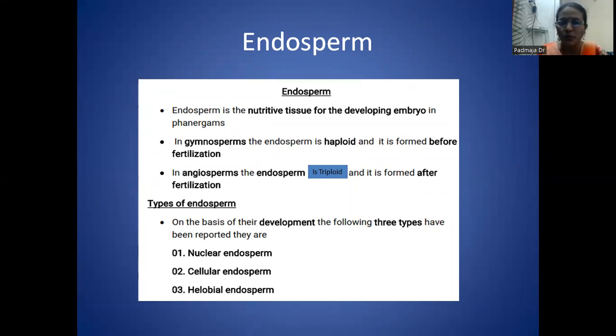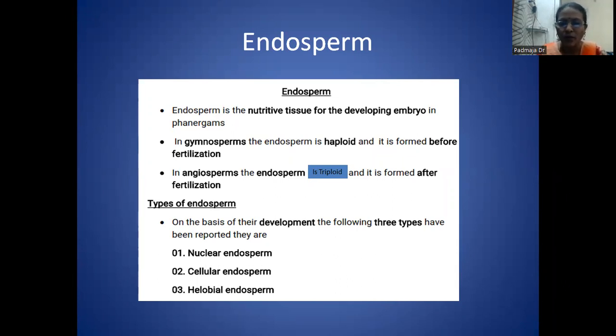In gymnosperms, the endosperm is haploid. That means it is formed before fertilization. Phanerogams are divided into gymnosperms and angiosperms. The gymnosperms are primitive when compared to the angiosperms. In angiosperms, the endosperm is triploid as it is formed after fertilization by the triple fusion.